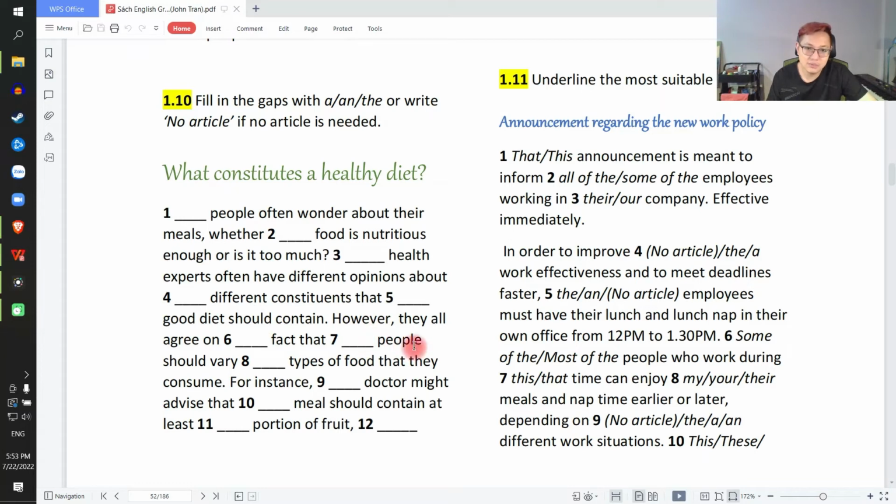Số 7 này là con người nói chung. So 7 is like general, so no articles, không có mạo từ. Vary the type of food that they consume. It's specified like what type. It's the type of food that they consume. Số 8 là cái loại cụ thể, là cái loại thức ăn mà họ ăn tiêu thụ đó. Nó cụ thể chứ phải có the. Số 8.